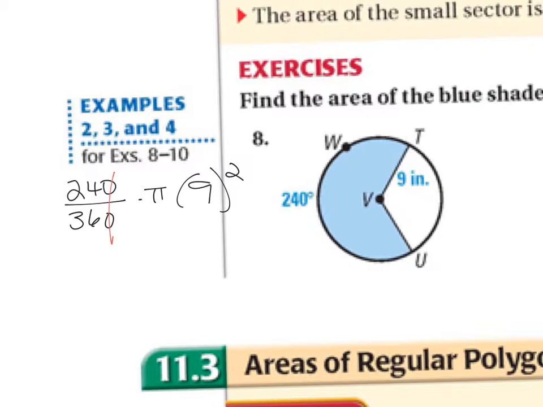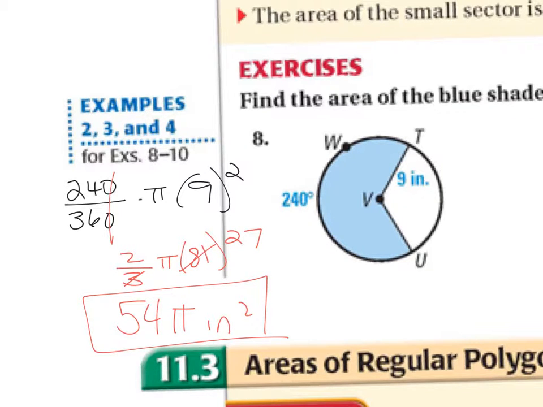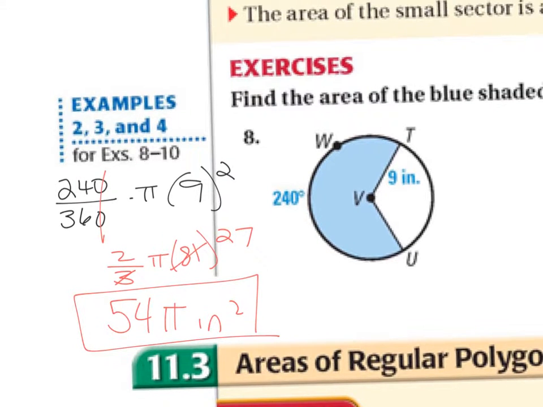12 goes into both 24 and 36. So 2/3 times pi times 81. 3 goes into 81 27 times. This would be 54 pi inches squared. So remember, area is inches squared, or whatever the unit is squared.